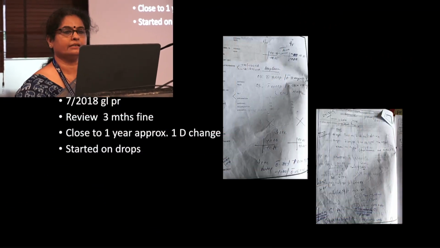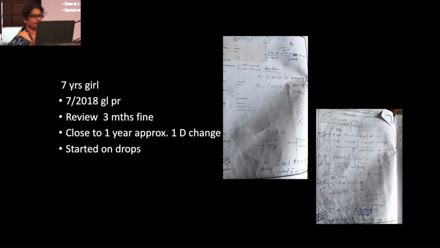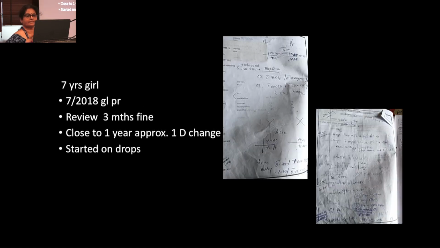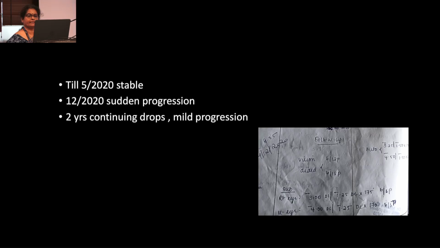And the next one is a 7-year-old girl seen in July 2018, and that was the first visit, and we gave glasses. And reviewed in 3 months, and she was fine. And close to 1 year, approximately 1 diopter change, and I started on topical medications. Until May 2020, she was stable. And in December, she had a sudden progression, started with 0.75 and 1 and went to -3 and -4.